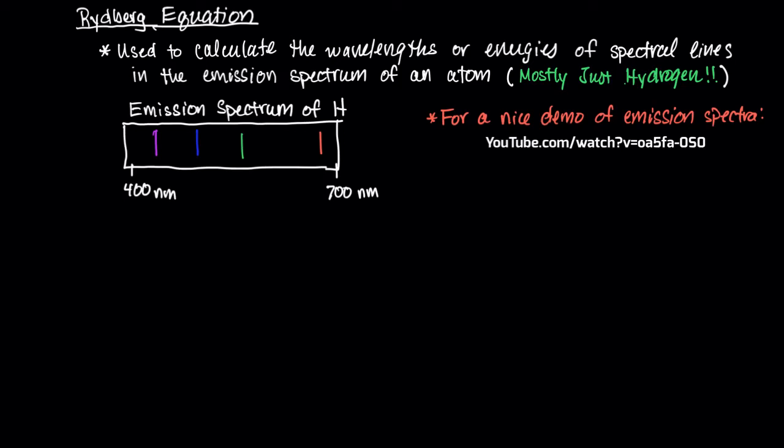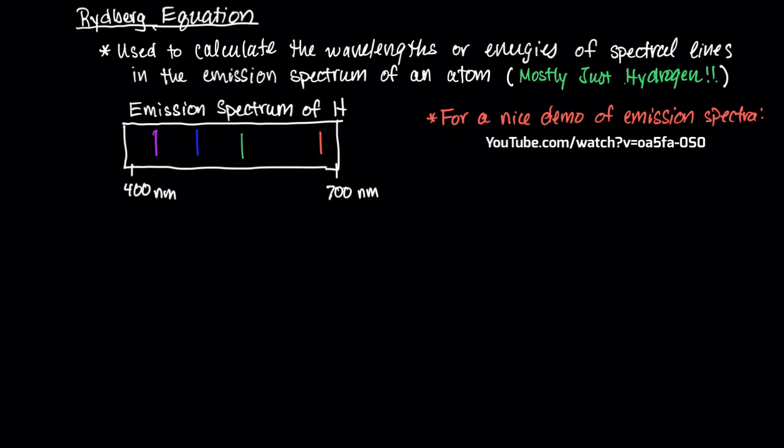Hello, Chem 111. This video is about the Rydberg equation. We'll cover both what it is and how it's used. Briefly, before we get into that, I want to talk about why it was developed. In the late 19th century, early 20th century, it was developed to explain the emission spectra of elements.